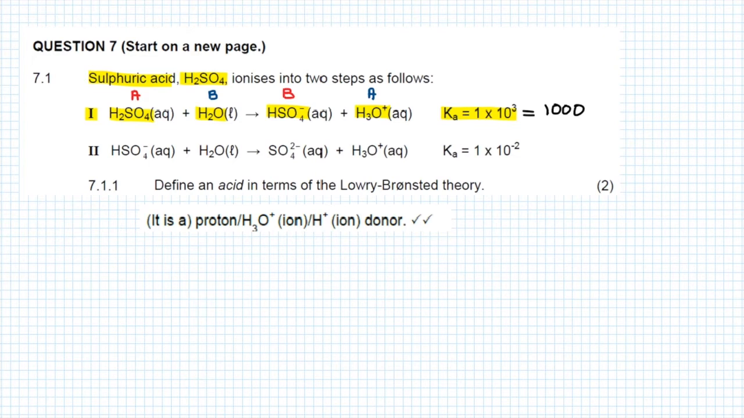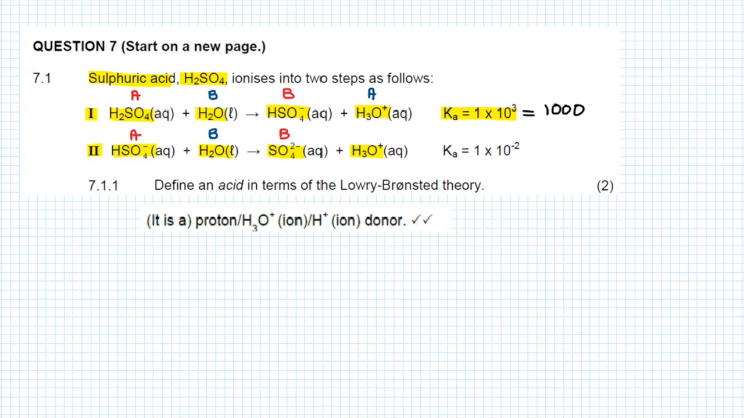If we look at step number 2 or equation number 2, we see that the hydrogen sulfate ion now reacts with water in order to form the sulfate ion and the hydronium ions. For this reaction, we see that the hydrogen sulfate ion is going to lose its hydrogen, therefore it is behaving as an acid. The water is once again behaving as the base. The conjugate base of the hydrogen sulfate is the sulfate ion.